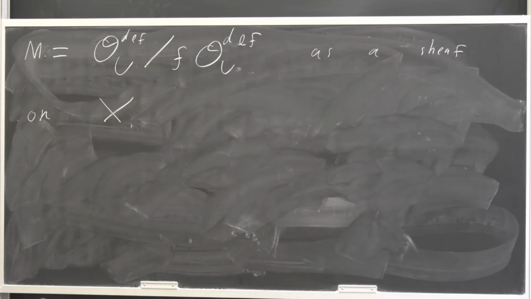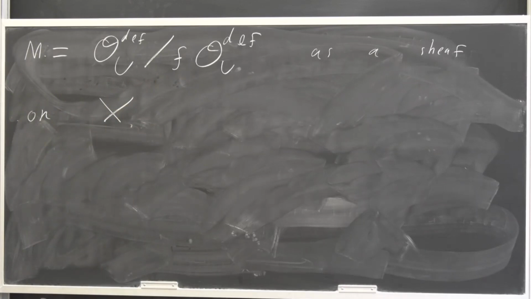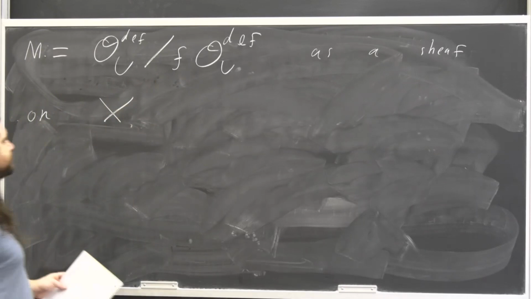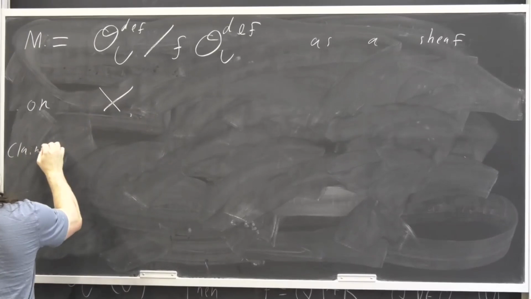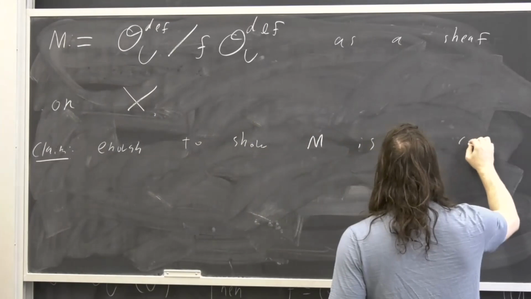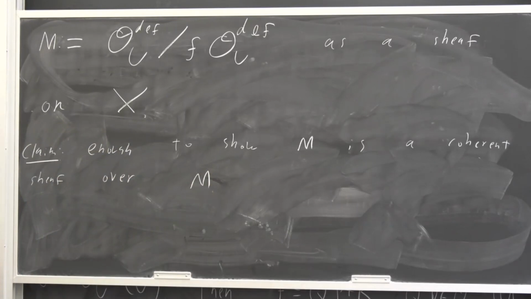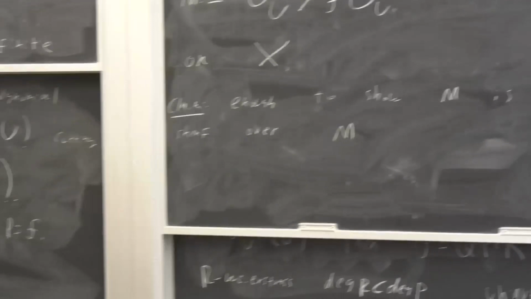Okay, it's a sheaf of rings also, because it's a quotient of a ring by a principal ideal. So we have the sheaf of rings on X, and we're trying to show that it's coherent. So claim, it's enough to show M is a coherent sheaf over M. We've got to show it's a coherent sheaf of rings over the definable structure sheaf. Instead, we're going to show it's a coherent module, excuse me, over itself.